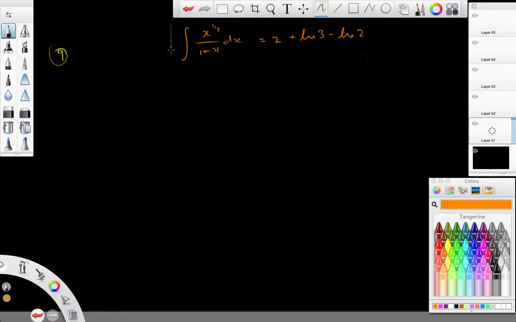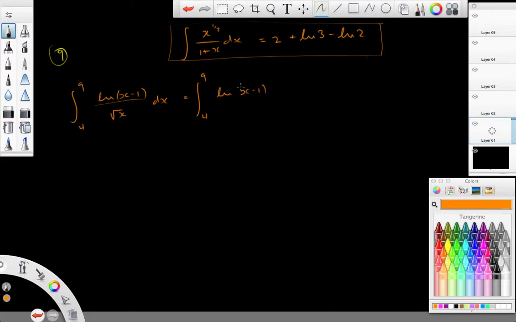It says we're going to need to use this result or otherwise, but obviously it makes sense to use this result if we can. So we are trying to figure out the integral from 4 to 9 of the log of x minus 1 over root x dx, and I'm just going to rewrite that as the integral from 4 to 9 of log of x minus 1 times x to the minus a half dx, just to help me. Alright, and this is going to be an integration by parts.